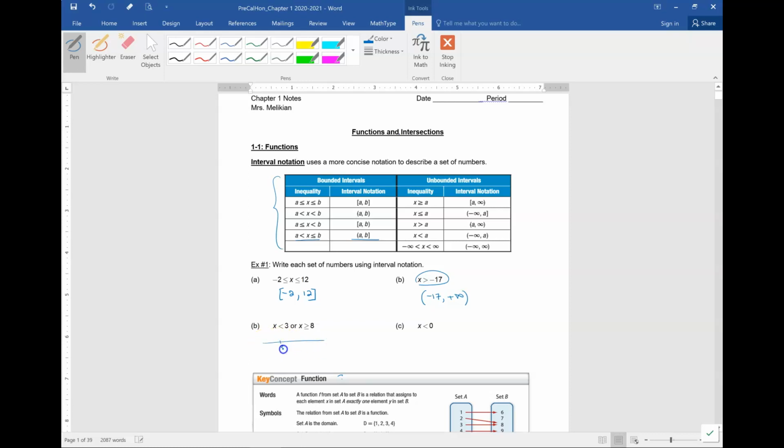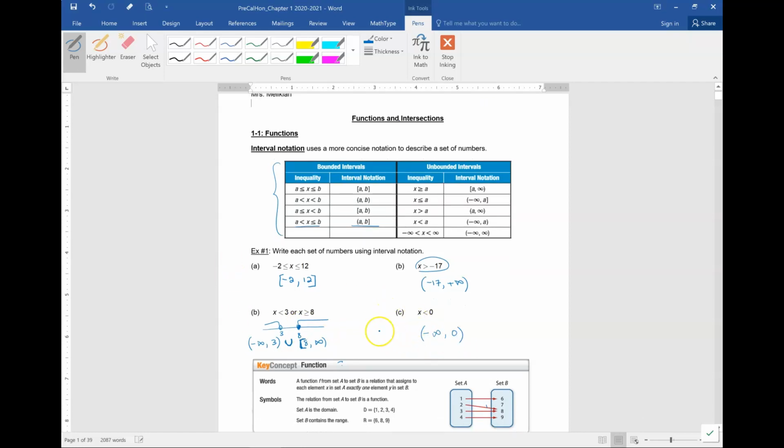Here, it's x is less than 3 or greater than or equal to 8. So for the first part, we say it's -infinity to 3, and then for the or we say union. So that's just a union, 8 to infinity, but the 8 is closed, so we put a square bracket. Here, x is less than 0, that's -infinity to 0.